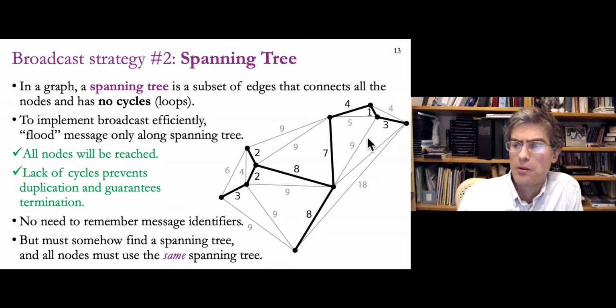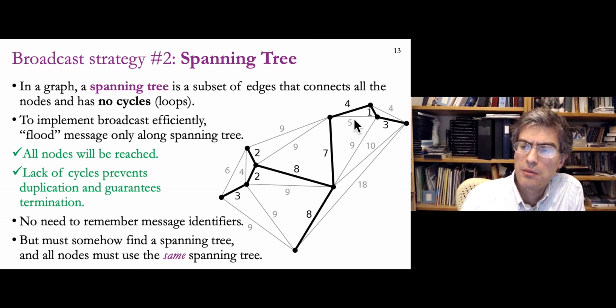For example, up here, this edge labeled 5 could alternatively have been chosen for the tree instead of 4. And if this node here thinks the 5 is on the spanning tree, then if the message starts on the right and comes in and goes here, this node will send it on the 5, and then it ends up going in a loop, right? Because there's a confusion about what spanning tree edge to use.